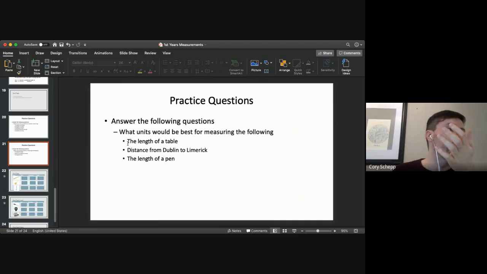We know that we measure length in meters, but you might not use a meter to measure the length of a pen, because meter sticks are probably really long and a pen is so short. So you probably have to use a different kind of unit, like maybe a centimeter or a decimeter or a millimeter, stuff like that. Those are all different units. Same thing with the distance from Dublin to Limerick. Probably not going to use meters because they're so short, and you're definitely not going to use centimeters because those are even shorter. You're going to have way too many, and those numbers aren't going to mean much.